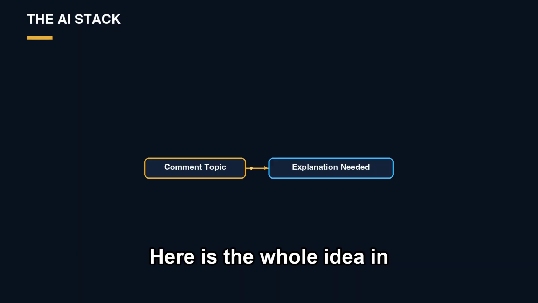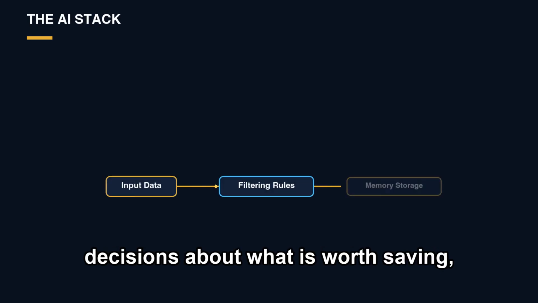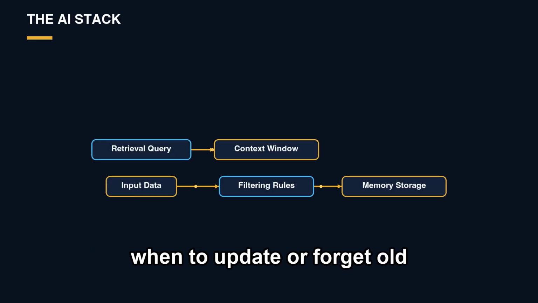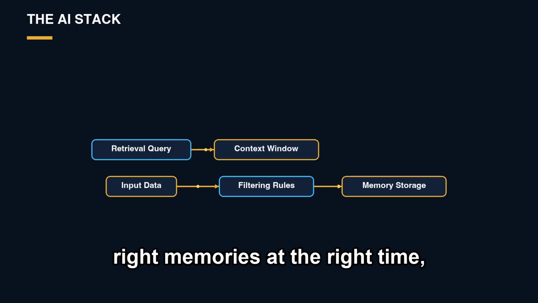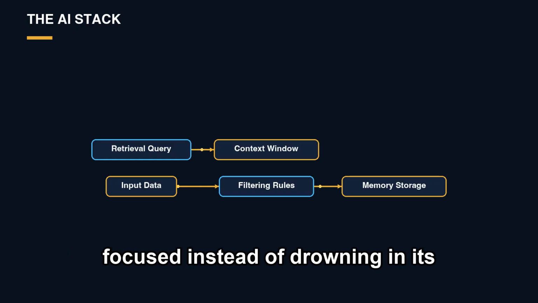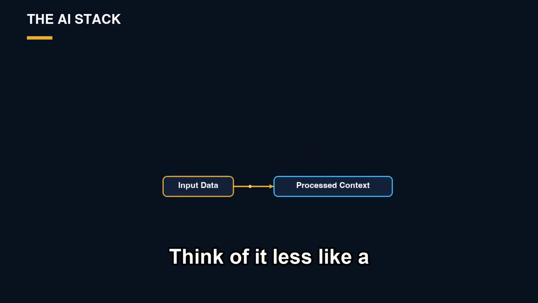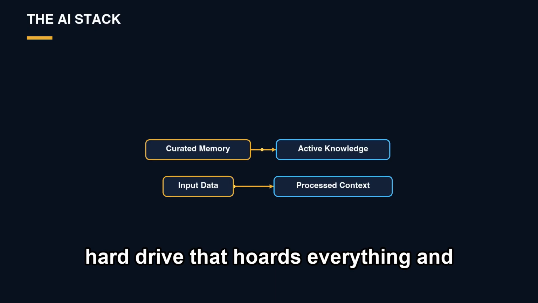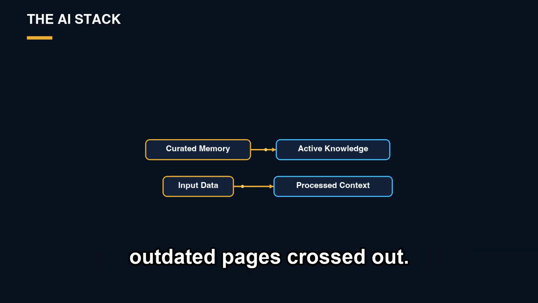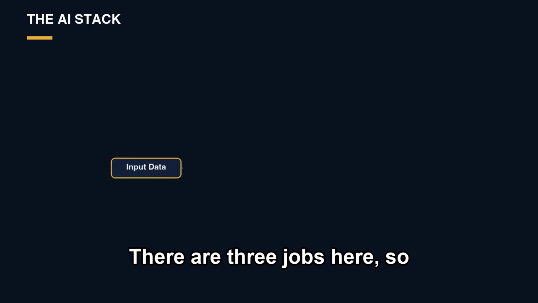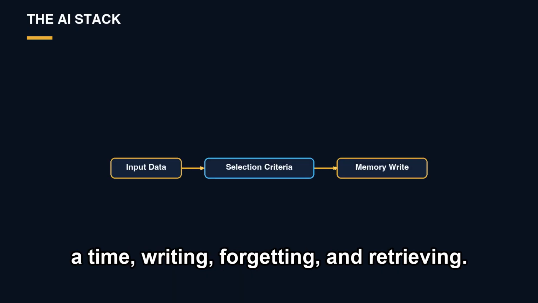Here is the whole idea in one sentence. Memory management is the set of decisions about what is worth saving, when to update or forget old information, and how to retrieve the right memories at the right time, so the agent stays accurate and focused instead of drowning in its own history. Think of it less like a hard drive that hoards everything and more like a good assistant's notebook, deliberately curated, regularly tidied, with the outdated pages crossed out. There are 3 jobs here, so let us take them one at a time: writing, forgetting, and retrieving.